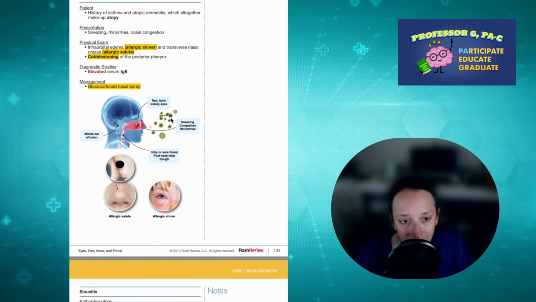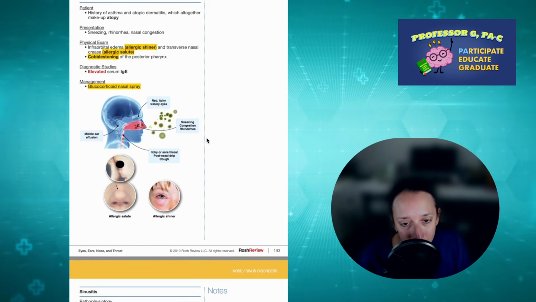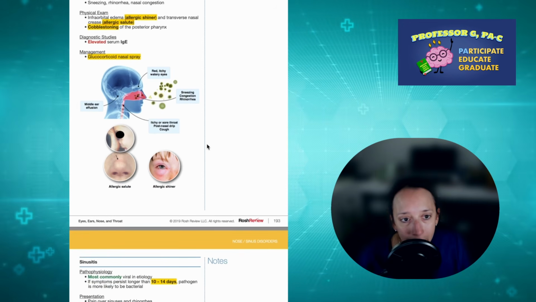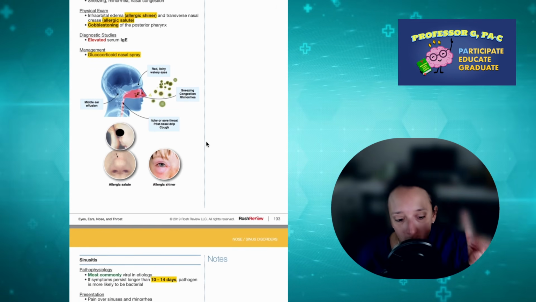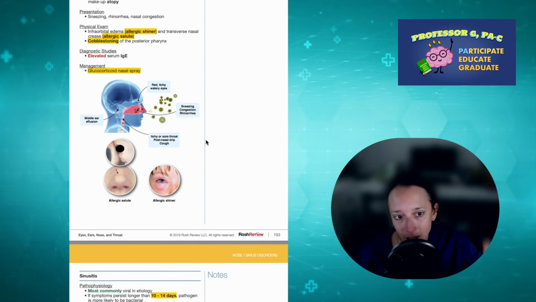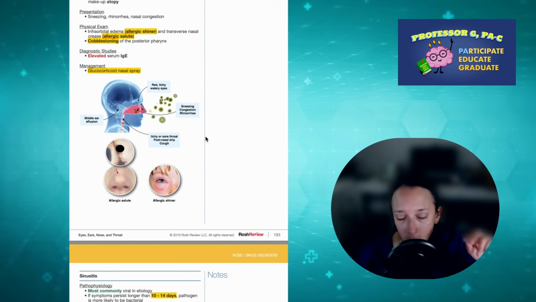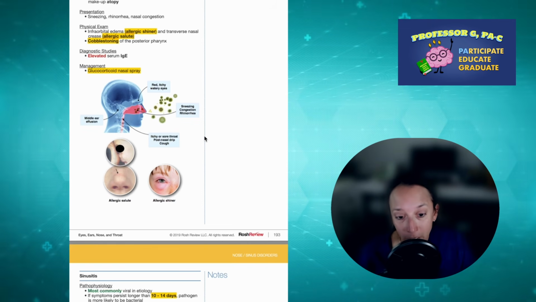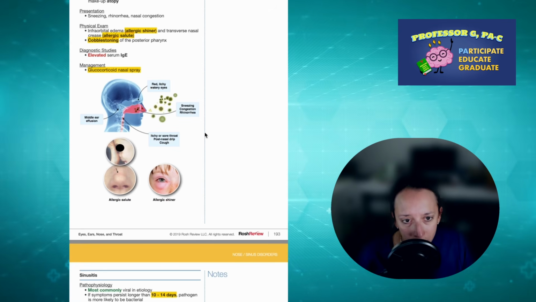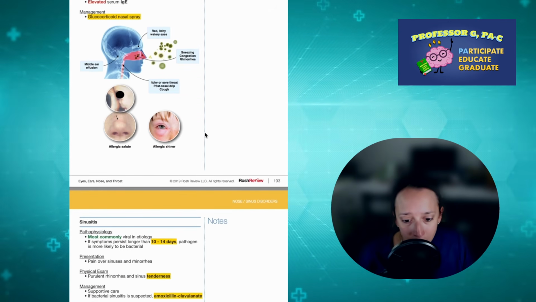As far as diagnostic studies, we might get an elevated serum IgE because it is IgE mediated. And we'll want to treat them. First line treatment for allergic rhinitis is going to be intranasal glucocorticoid spray. So steroid nasal spray is number one. Other things we can give are oral antihistamines and other things.